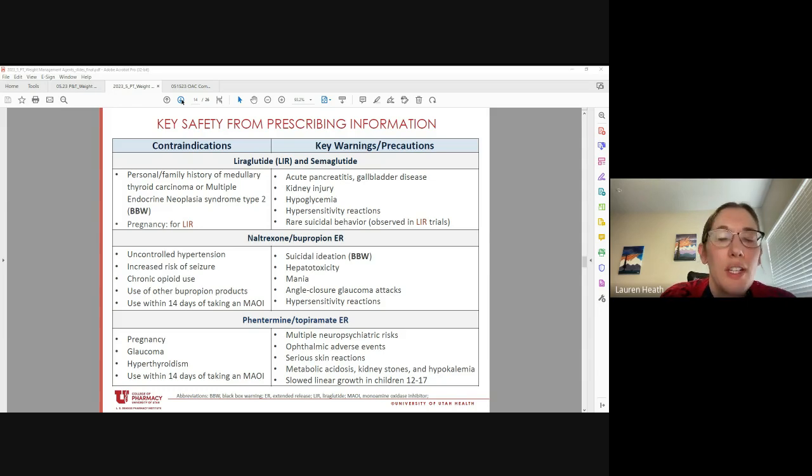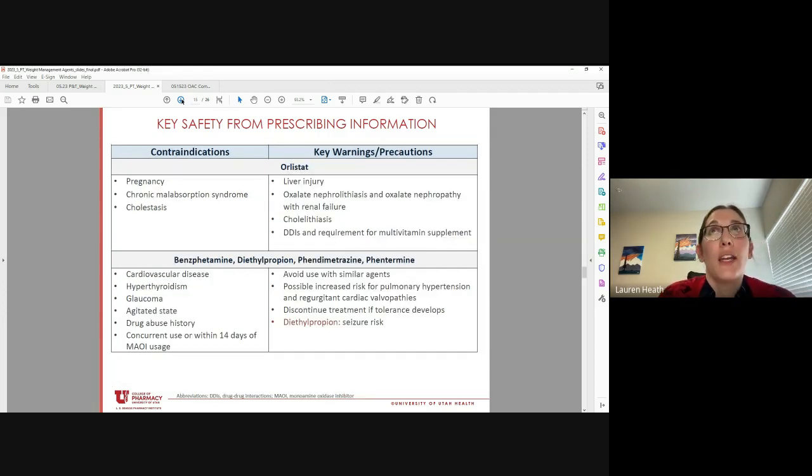Phentermine topiramate is contraindicated during pregnancy, and since topiramate is a teratogen, a negative pregnancy test at baseline and during regular use is recommended. Other contraindications are glaucoma, hyperthyroidism, and MAOI usage. Key warnings or precautions with use of phentermine topiramate include several neuropsychiatric risks, ophthalmic adverse events, serious skin reactions, metabolic acidosis, kidney stones, hypoglycemia, and slowed linear growth in children 2 to 7 years old.